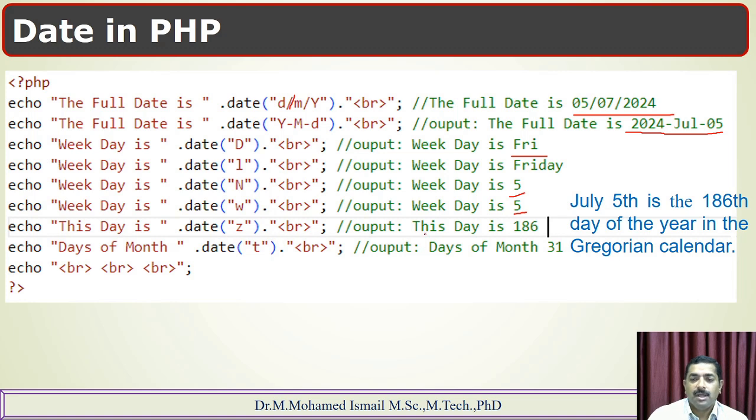Small z, this day is the 186th day of the year, in the Gregorian calendar. July 5th is the 186th day of the year. Small t, this month contains 31 days, or for February 28 days, 29 days, like that. Whether the month contains 30 days or 31 days, it will print.